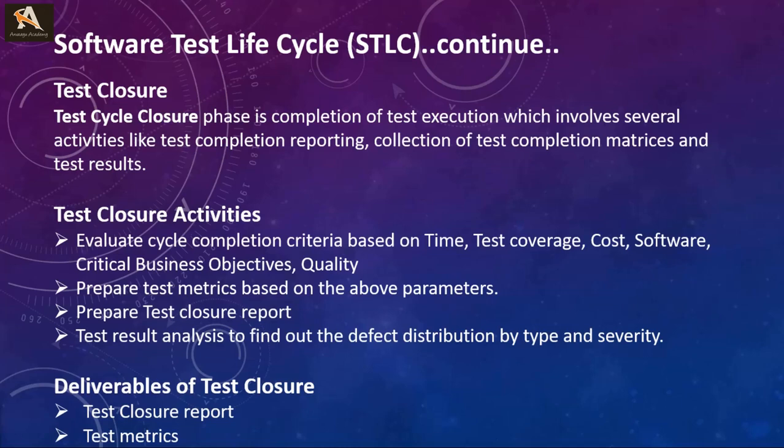Prepare test metrics based on the above parameters. Document the learning out of the project. Prepare test closure report. Qualitative and quantitative reporting of quality of the work product to the customer. Test result analysis to find out the defect distribution by type and severity. Deliverables from test cycle closure: test closure reports and test metrics. So this is about STLC, software test lifecycle.